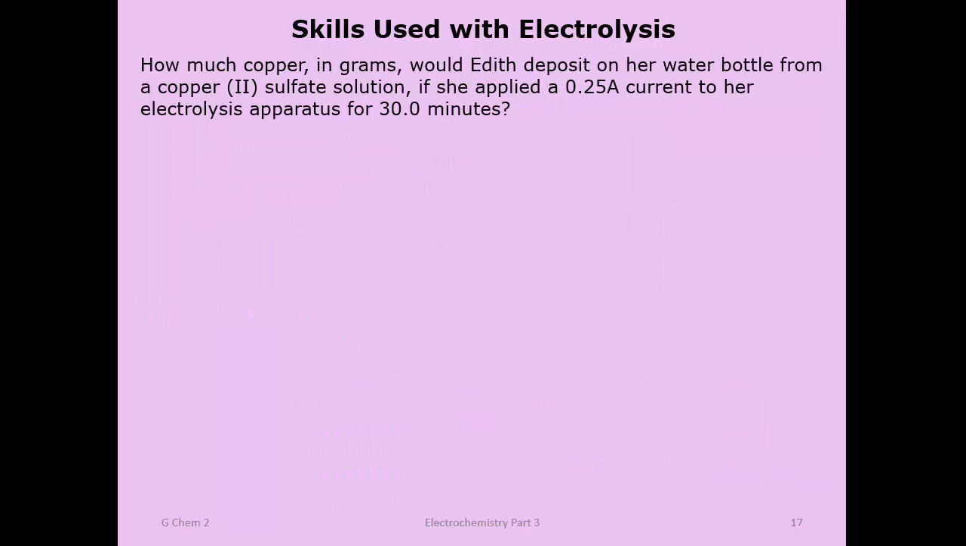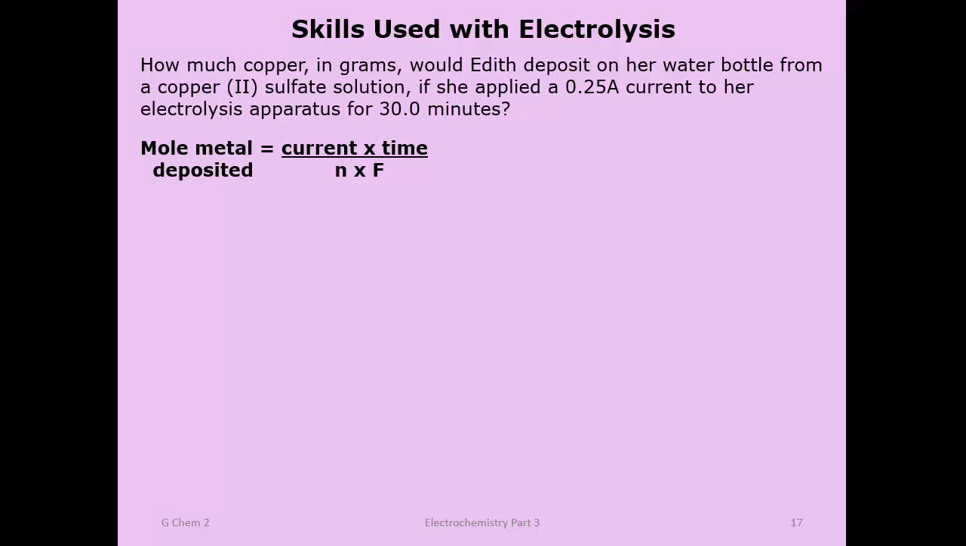So here's an example. How much copper in grams could Edith deposit on her water bottle from a copper sulfate solution if she applied 0.25 amps of current to her electrolysis apparatus for 30 minutes? The keys here: you have to know the mass you're looking for, the current, and what kind of solution it is. It's critical that you know, if it's a metal, what the charge on the metal is and what state you're moving it to. We're taking copper 2 and moving it to copper 0, so that's a 2 electron event. And last but not least, you have to know the time frame. In this case, it's 30 minutes.